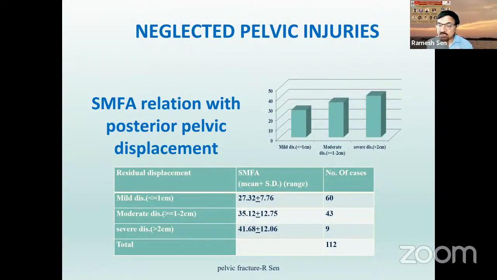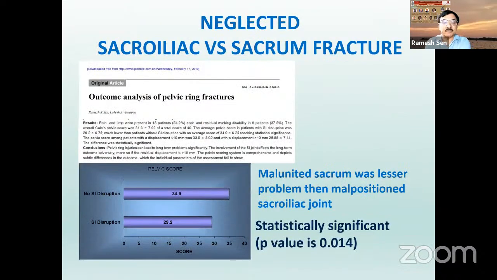Now, how this small displacement will actually matter, as I have told earlier, some of the patients may be comfortable. Again, what we have observed and published is that if that displacement is less than a centimeter, the patient does not have a problem. At 1 to 2 centimeters, looking at their SMFA grade, they are likely to be affected. And if there is a severe displacement, their SMFA grade, the quality of life, is significantly suffering. So that is the basic problem: if that displacement is not corrected, it's very important.